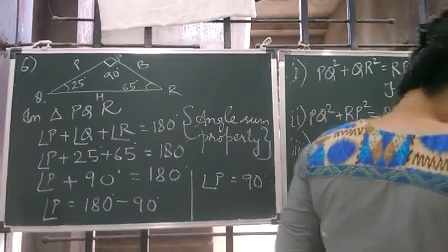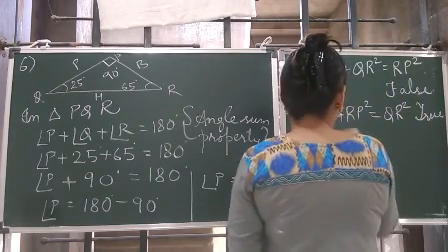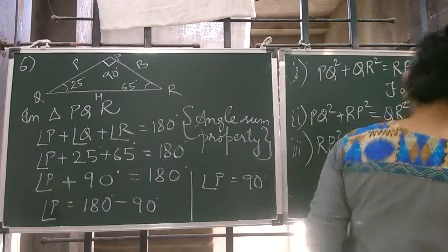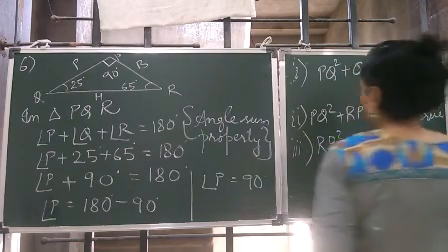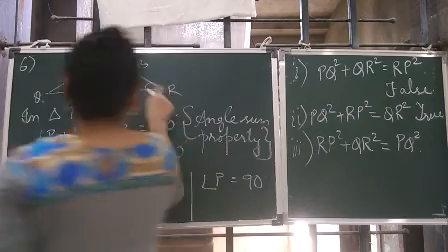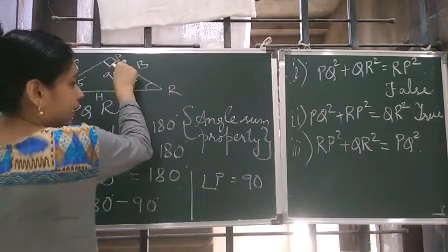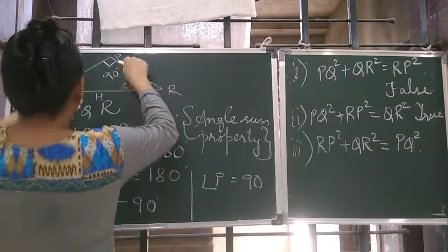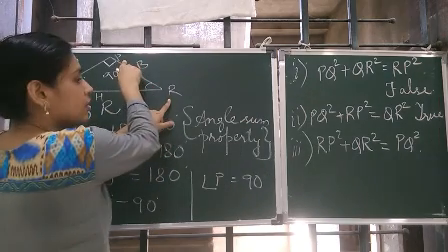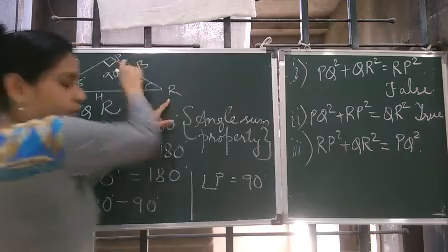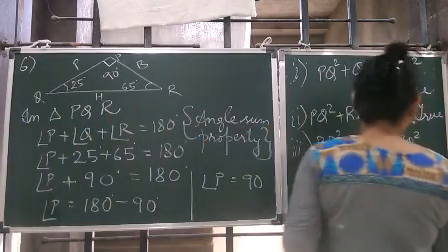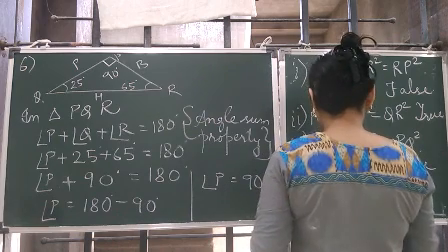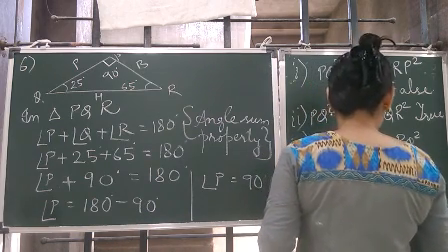Then comes the third one: RP square plus QR square is equal to PQ square. RP square is the base, plus QR square, that is the hypotenuse, is equal to perpendicular square. No, that is not possible. So again it is false. And for all three you can write here in brackets, using Pythagoras.